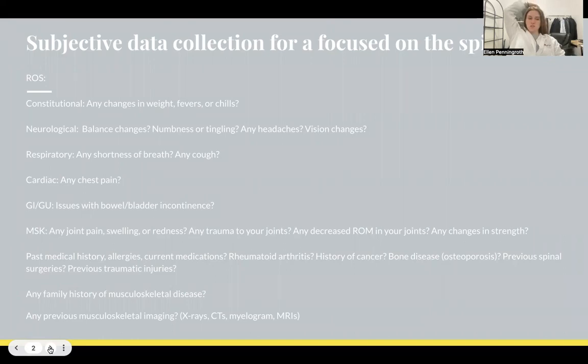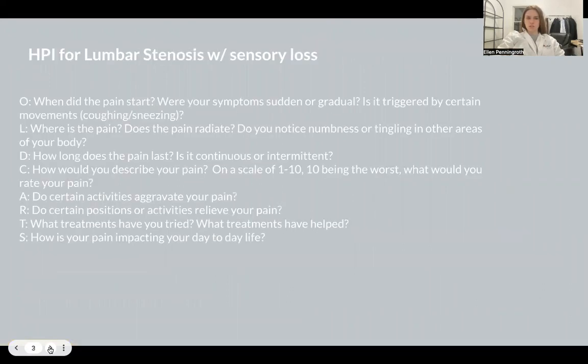We'd want to know about their family history of musculoskeletal disease, and then if they've had any related musculoskeletal imaging, including x-rays, CTs, myelograms, or MRIs. For the history of present illness, we'd want to know when the pain started, if the symptoms were sudden or gradual, if coughing or sneezing makes it worse.